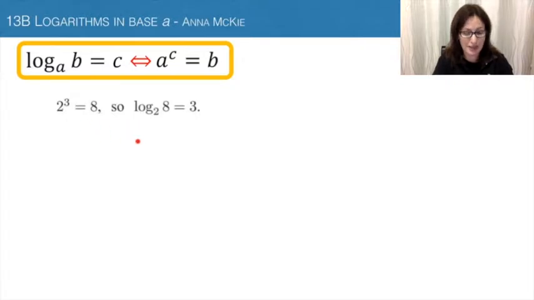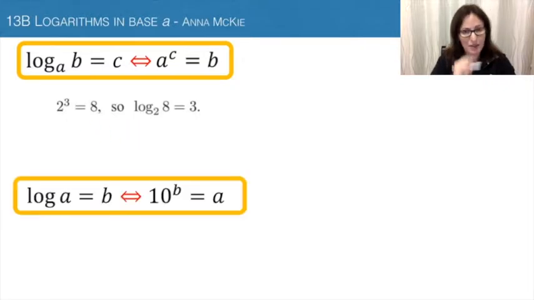These are equivalent statements. Looking back at the previous video on base 10, let's look at the similarities. Here we have log and we define the base A, whereas when we can't see a base, it's base 10. That's the maths convention: if you can't see a number down there, it's base 10. And so base 10 to the power of B is equal to A.